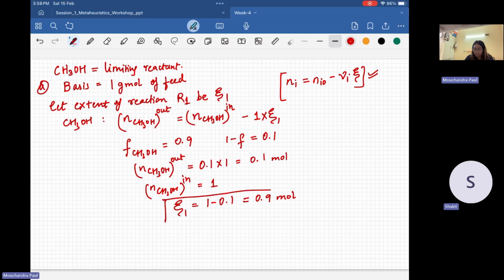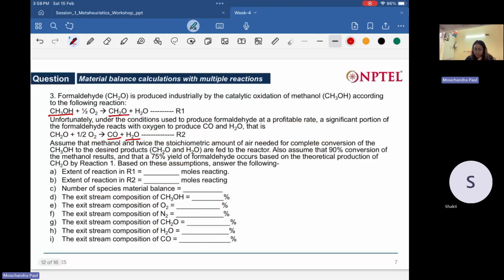This part understood? This is part A. Any doubts? Okay, so part 1 is complete. Now for part B, we have to calculate the extent of reaction for reaction 2, R2.